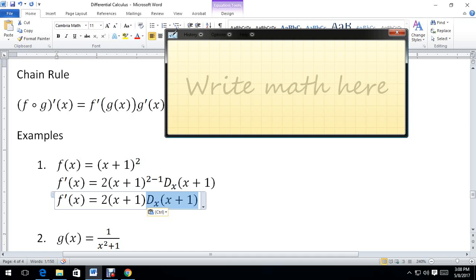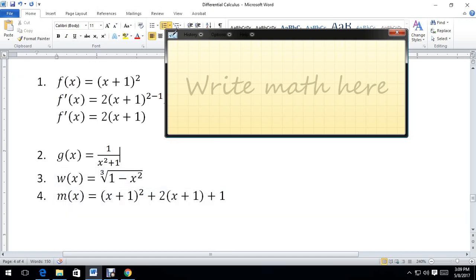So which means we could simply drop this entire expression here and leave 2 times x plus 1 as our final answer. We could also distribute 2x plus 1 to have 2x plus 2, or simply leave the answer as is. So this is already an acceptable answer, 2 times x plus 1.